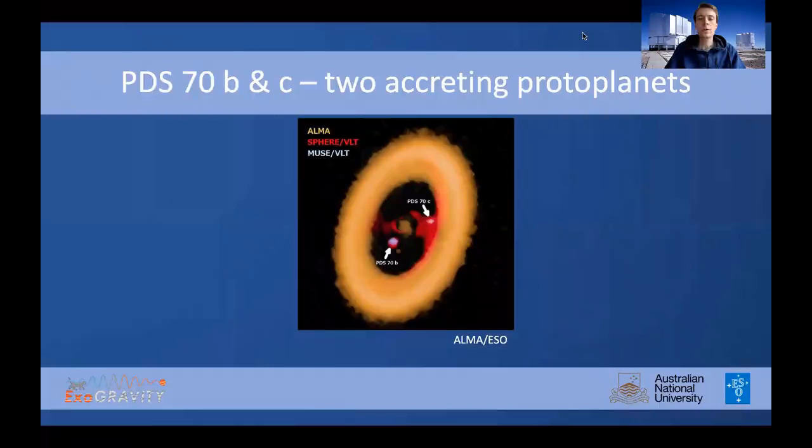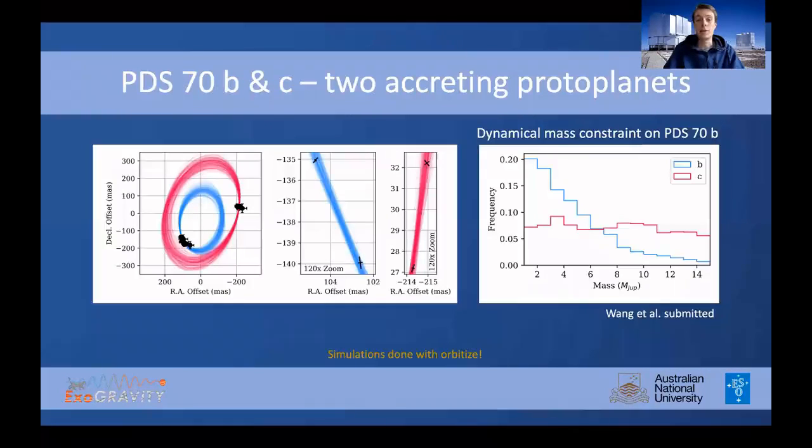Next, we will look at the two young protoplanets in the PDS-70 system. On the left, you can see our orbital solutions for PDS-70 b and c with a zoom on the GRAVITY data points, illustrating the roughly 100 times better astrometric precision than what has been possible before. On the right, you can see how Jason Wang and his collaborators could put a dynamical mass constraint on PDS-70b by assuming that the orbits of the two protoplanets need to be dynamically stable. While the mass of PDS-70c remains unconstrained, PDS-70b is constrained to less than 11 Jupiter masses.